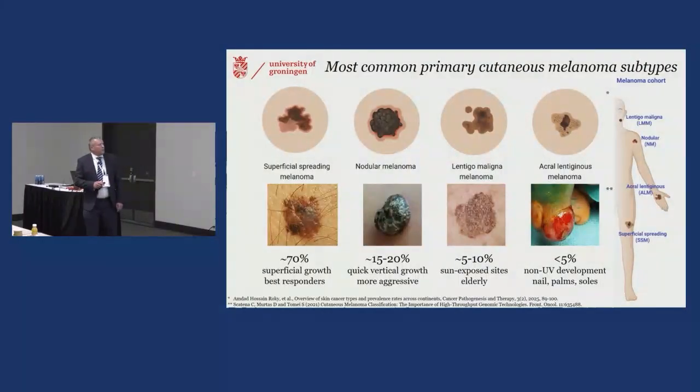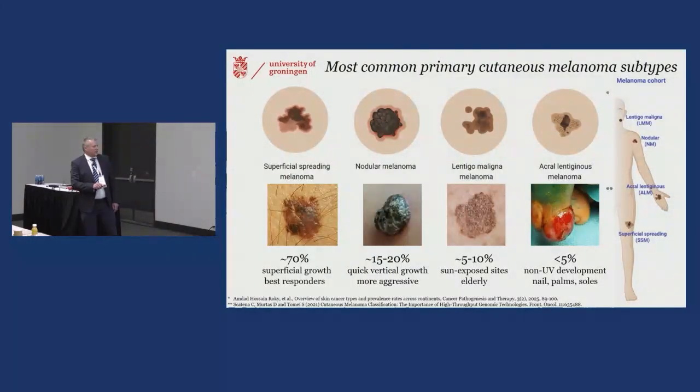If you look at the big landscape of melanoma, there are 4 known subtypes, and here you have the percentage of occurrence of those subtypes. The most common is superficial spreading melanoma, which you can see growing superficially.